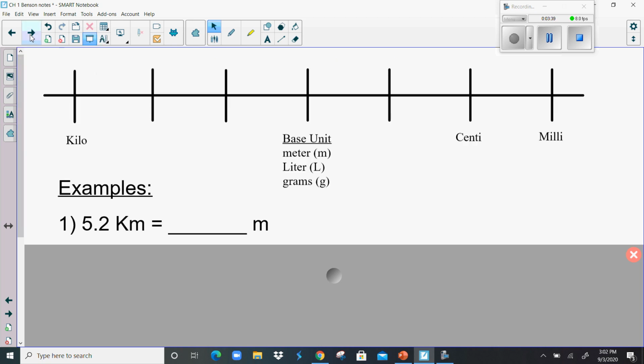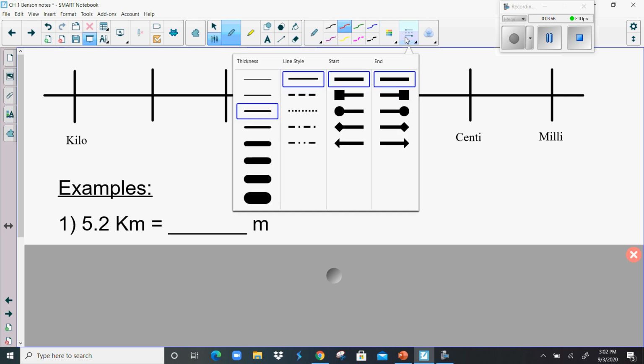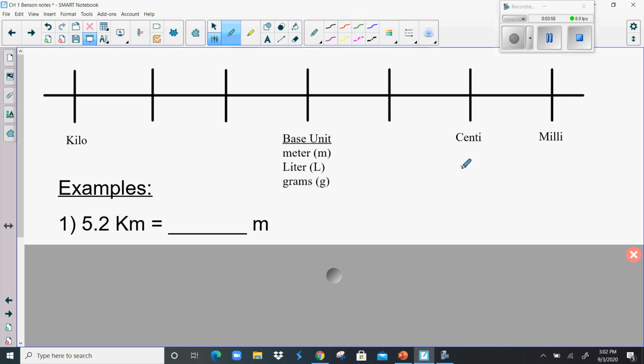The first conversion that I want you guys to do is we're going to say that we have 5.2 kilometers. We're kind of thinking of that like miles, that large distance. How many meters is that? So we are going to grab a pen here, and I apologize, I'm at home and I'm not sure why it does not say the thickness. So we'll have to do it that way.